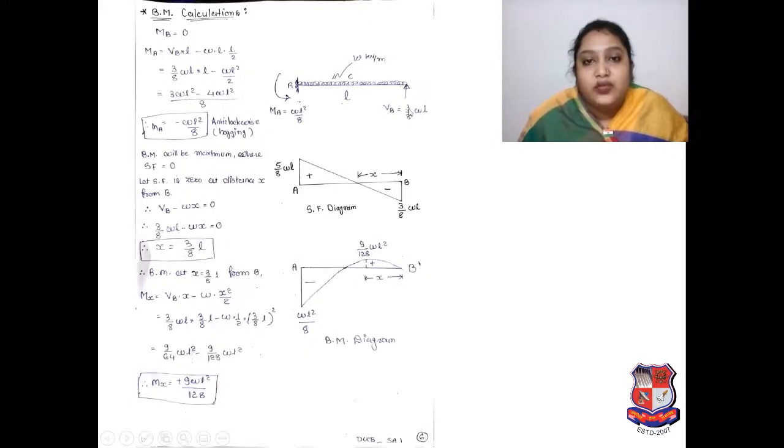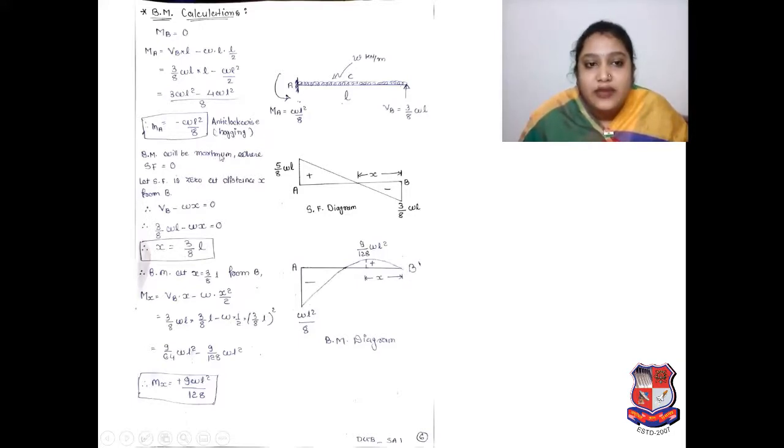So VB is 3 by 8 WL, into L, minus W into L by 2, means minus WL square by 2. Based on that, our simplified term will be 3WL square minus 4WL square upon 8. After simplifying it, MA will be minus WL square upon 8. Anti-clockwise moment, hogging, so it is negative.